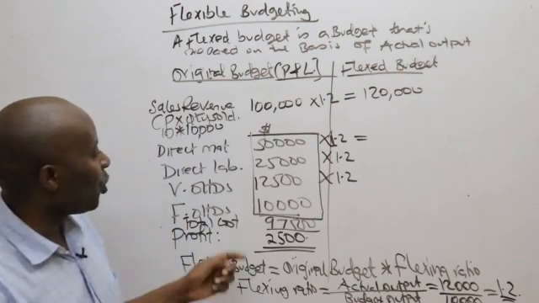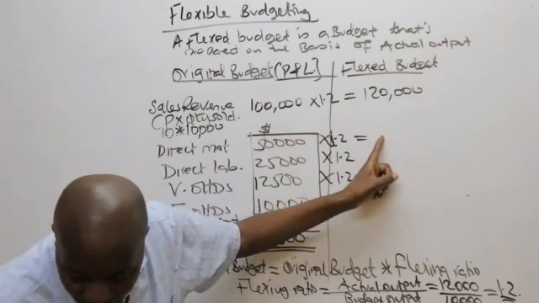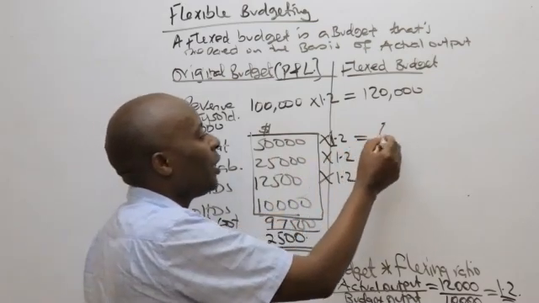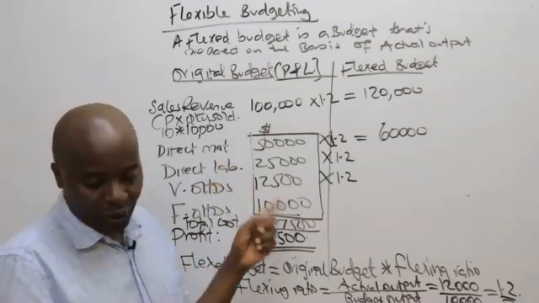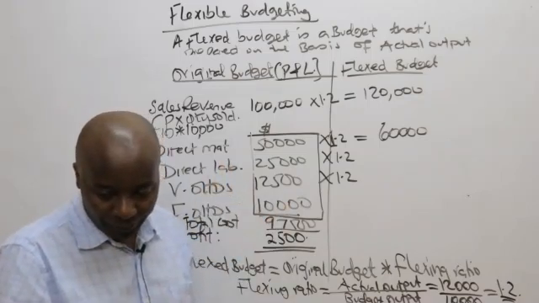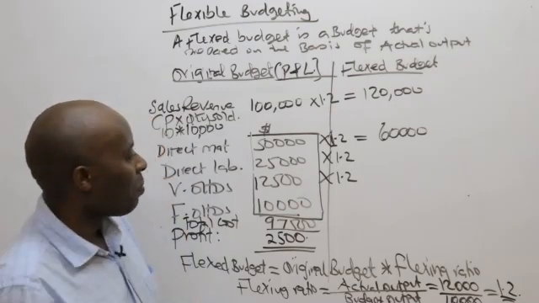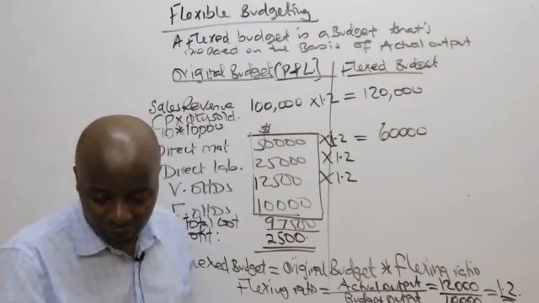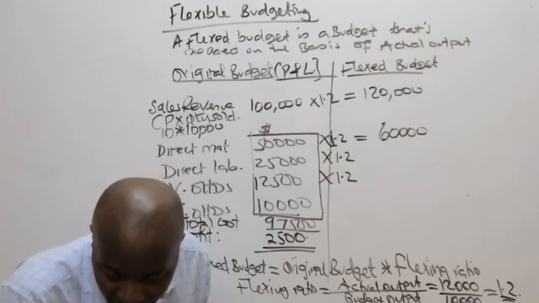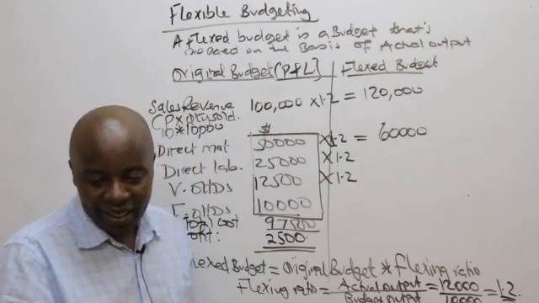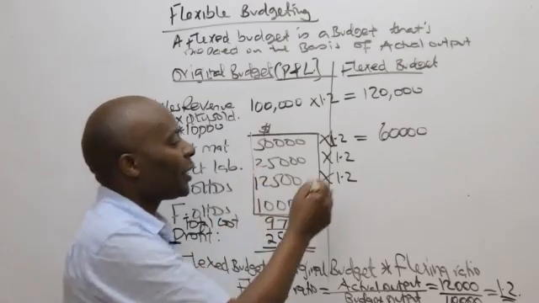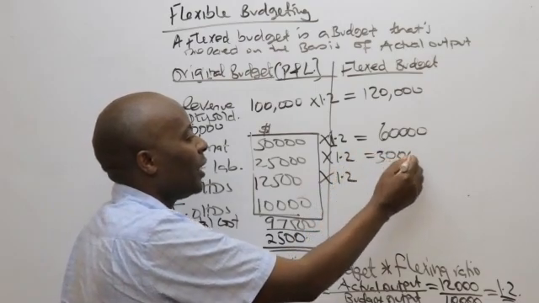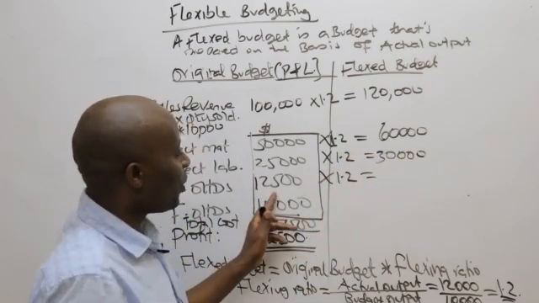So direct materials, what do we have here, somebody? 60,000 from Millicent, 60,000, and then we have direct labor, 25,000 times 1.2, which will give us what figure? James Mwangi tells me 25,000 times 1.2 is 30,000. And then last, ladies and gentlemen, we have 12,500 times 1.2.